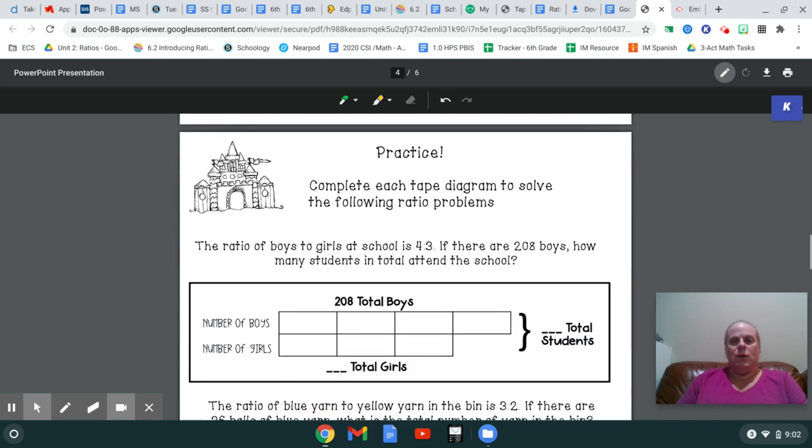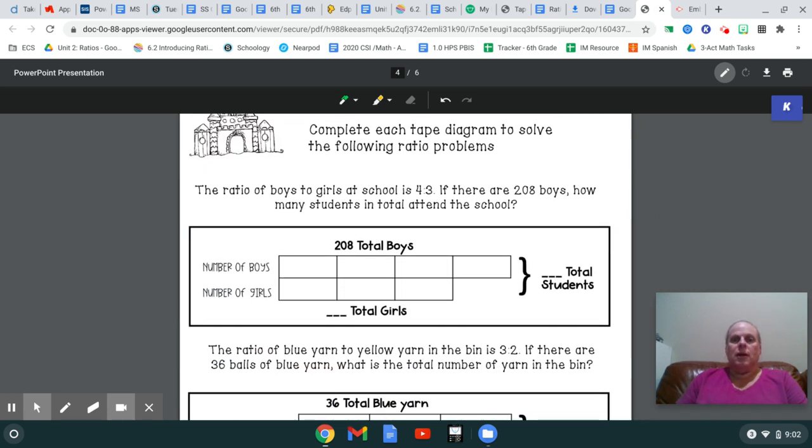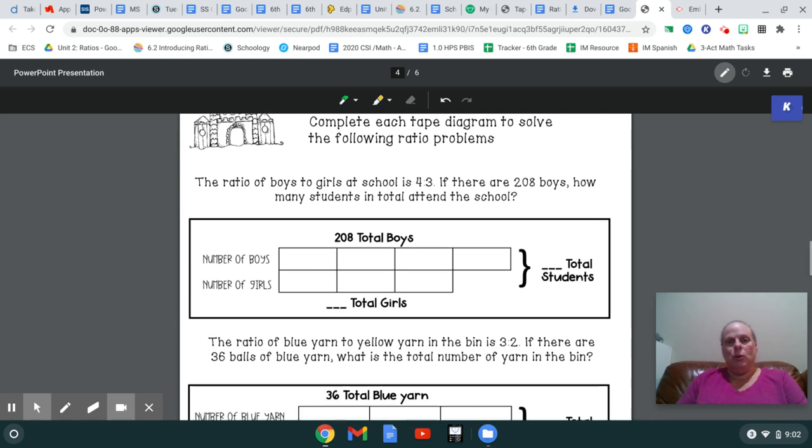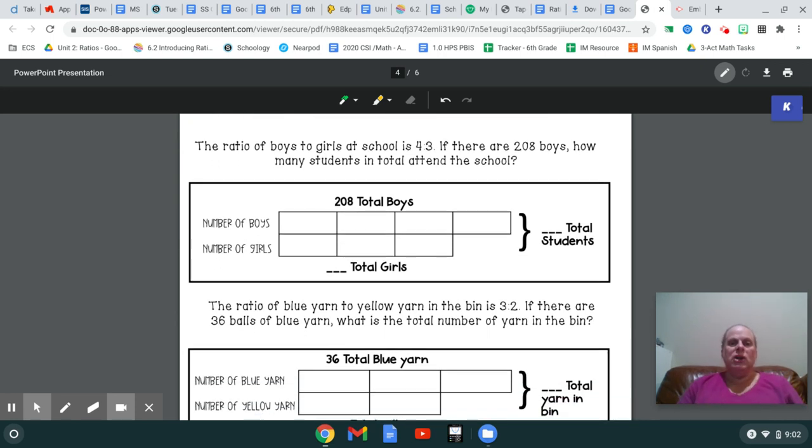All right, now comes some practice. Complete each tape diagram to solve the following ratio problems. The ratio of boys to girls at school is 4-3. If there are 208 boys, how many students in total attended the school?